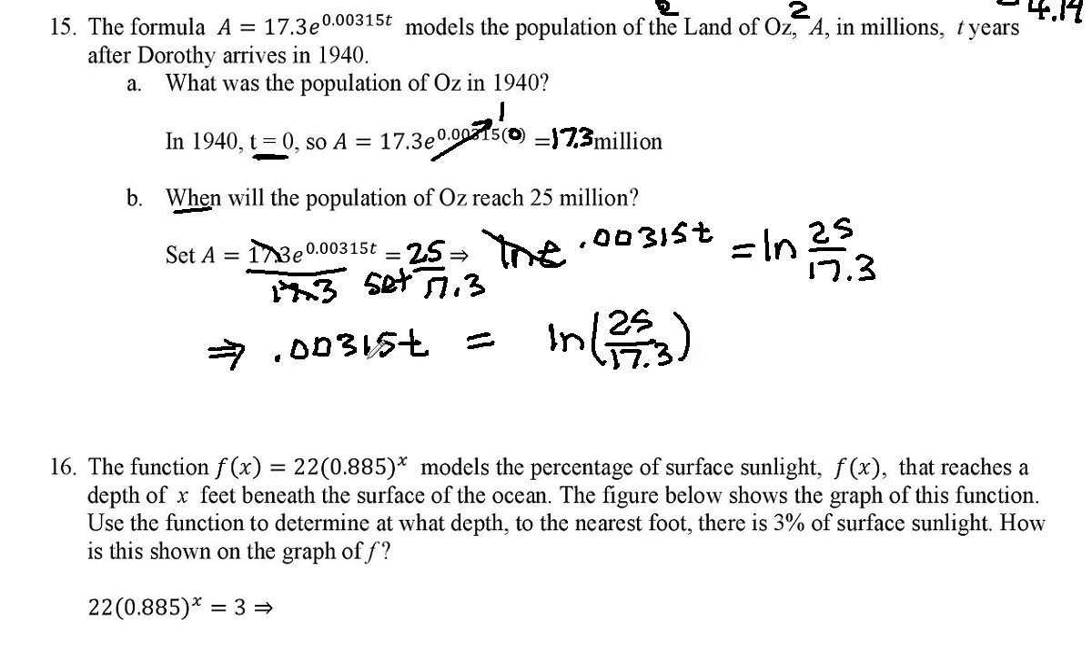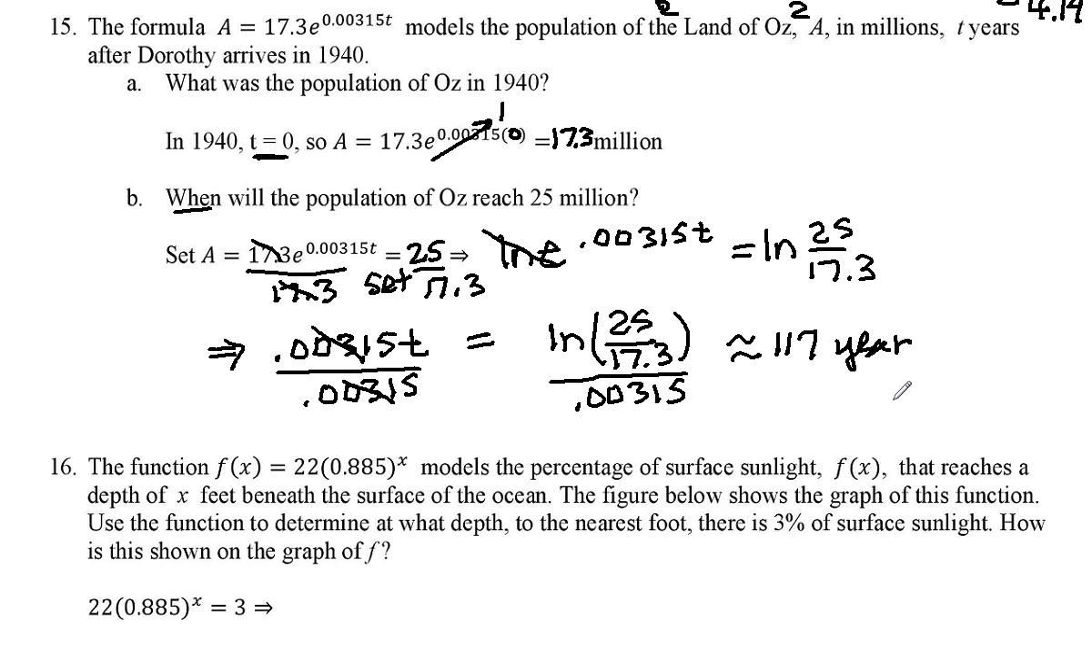And now I want to solve for t, so we just divide off that constant, 0.00315, on the left, and either divide by it or multiply by the reciprocal on the right. These guys cancel. We get t equals. So this is our exact answer. And then if you plug that into the calculator, you will get approximately 117 rounded to the nearest whole number. So that's going to be years.